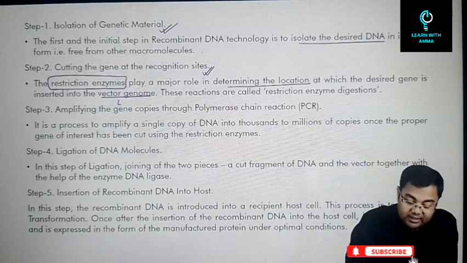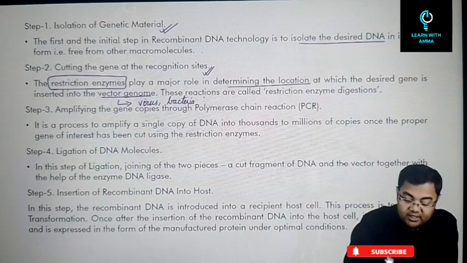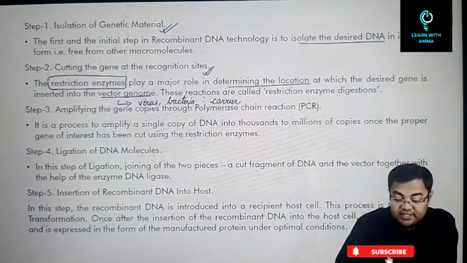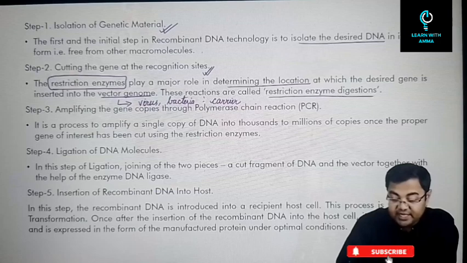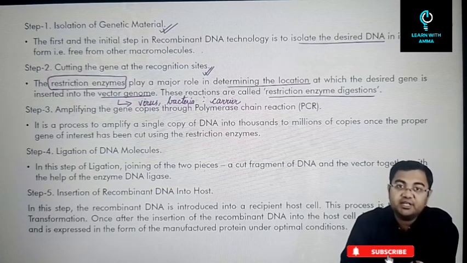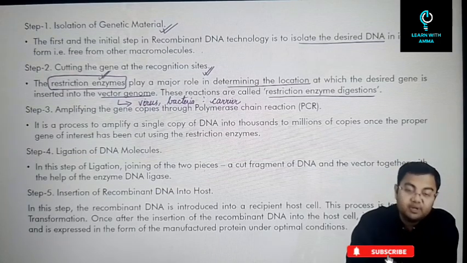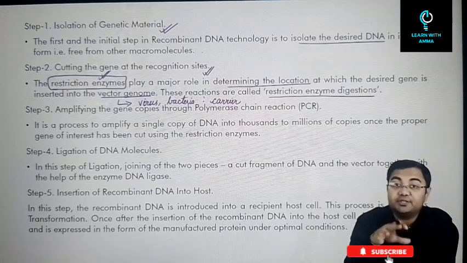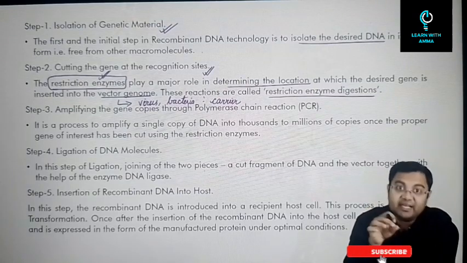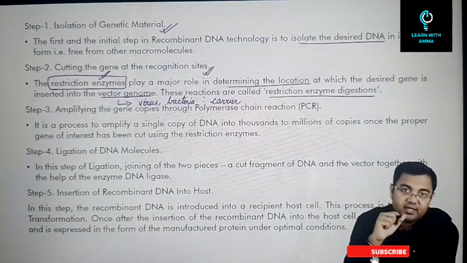So what is a vector? A vector is basically either a virus or a bacteria. It is basically the carrier. These reactions are called restriction enzyme digestions. So what will the restriction enzyme do? It will find the location where the cut can be made, where the cut and the insertion of the required DNA can be done.